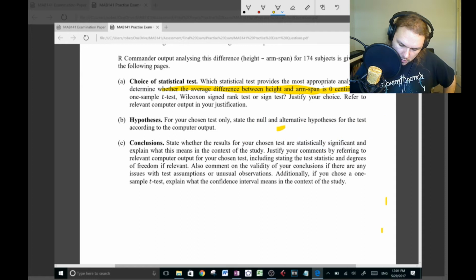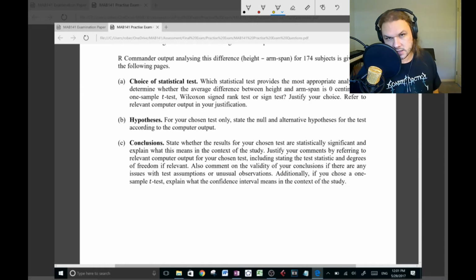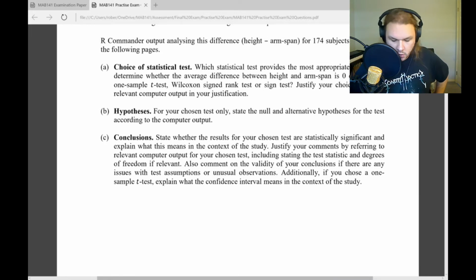Okay, so we can see that if you went with either the one sample t-test because you're happy with normality, or if you went with the Wilcoxon-Stein rank test, there's not really enough evidence here. So your answer for part C would be something like the p-value is not low enough. You could say that there seems to be insufficient or maybe very slight evidence that the arm span is not 0 centimeters. So it looks as if we can't say with any confidence that there is a significant difference between arm span and height. That's the conclusion that I would be looking for there.